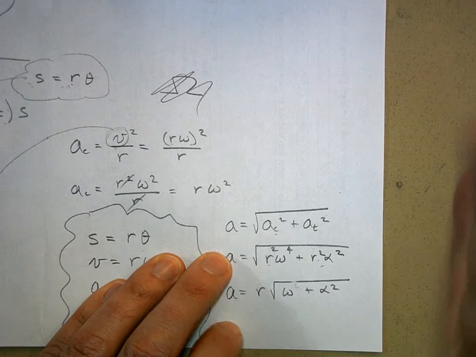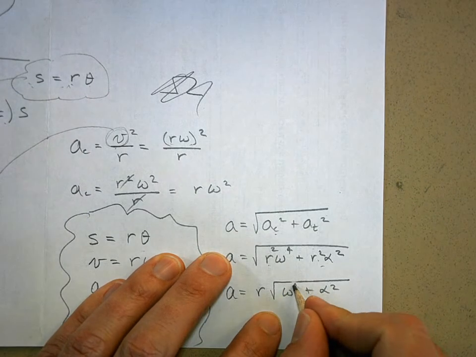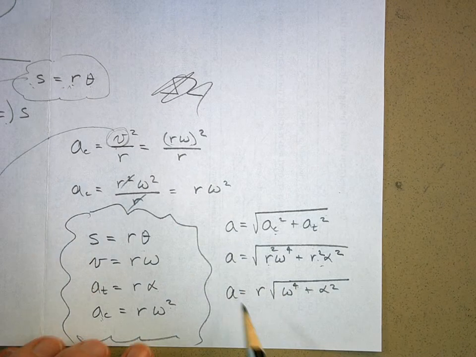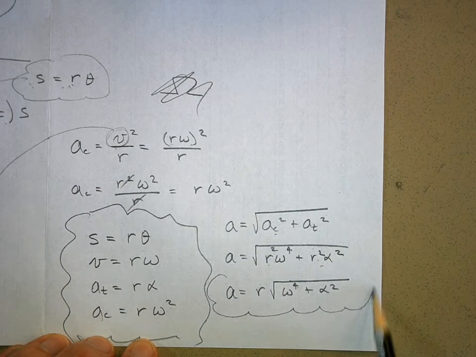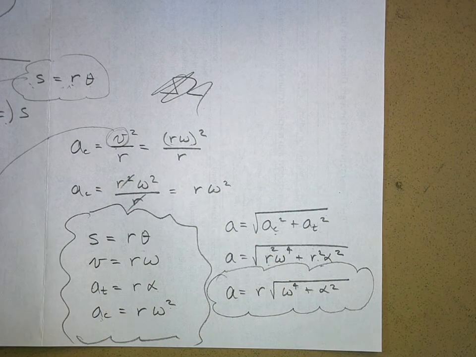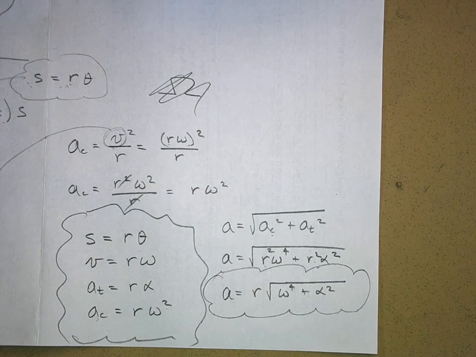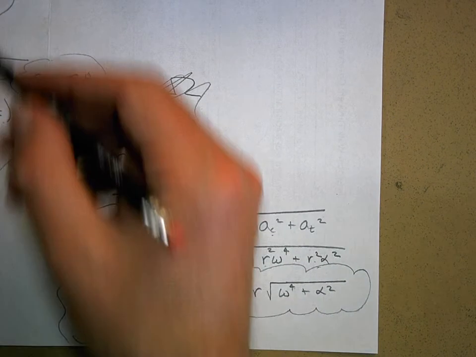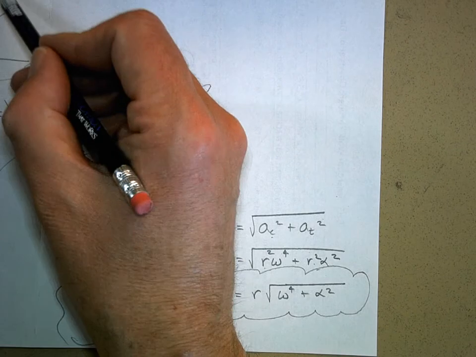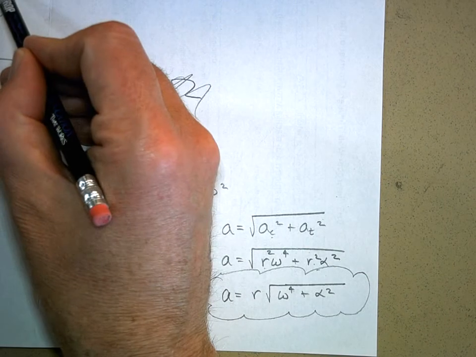This is the magnitude of the overall acceleration. To get the direction, you'd have to use inverse tangent, or look at the geometry of the problem and figure it out. If you're doing acceleration with direction, you would add the components. You would just add a sub t plus a sub c, so my overall acceleration vector looks like that.